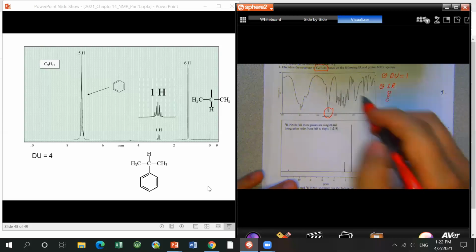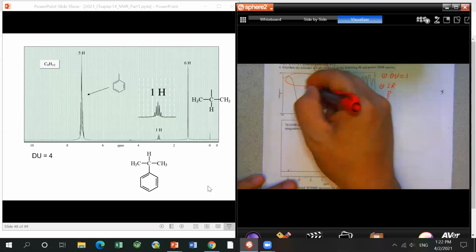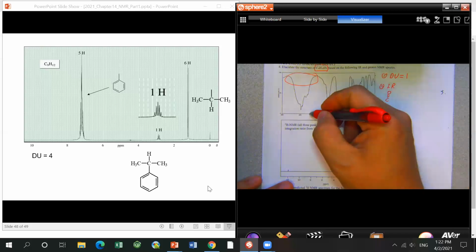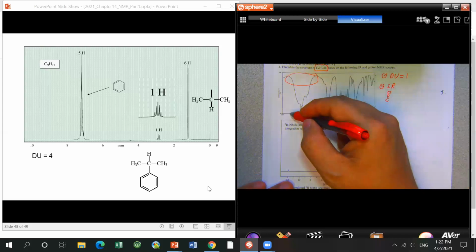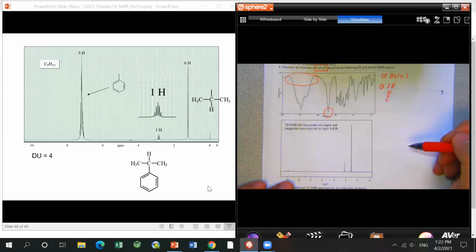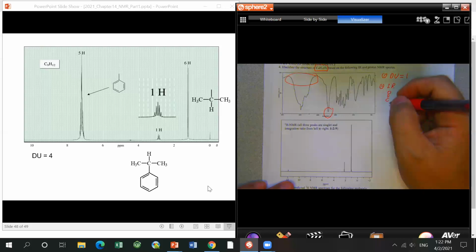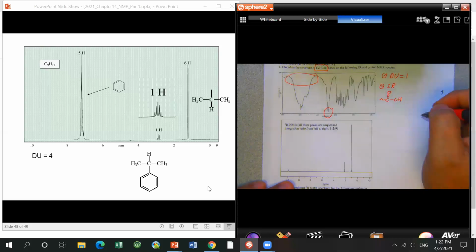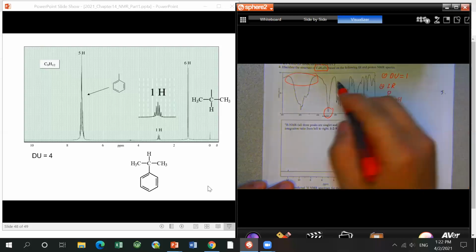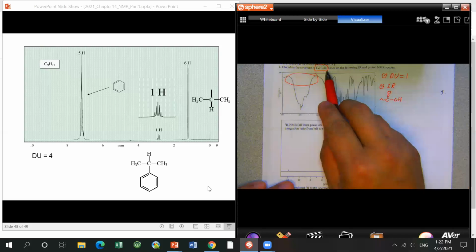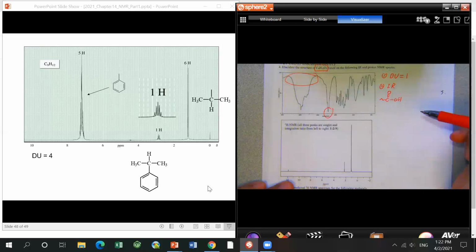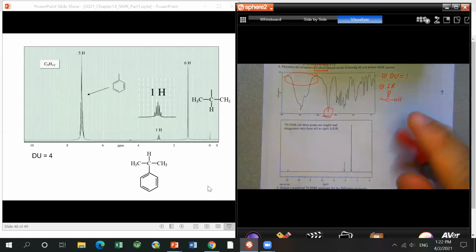You notice there's a huge peak from probably 2500 to 3600. That's the typical carboxylic acid peak, so this should be a carboxylic acid. You can also get some information from the formula. The formula has 2 oxygens, and a carboxylic acid has 2 oxygens, which is consistent with the formula. So that's the IR done.